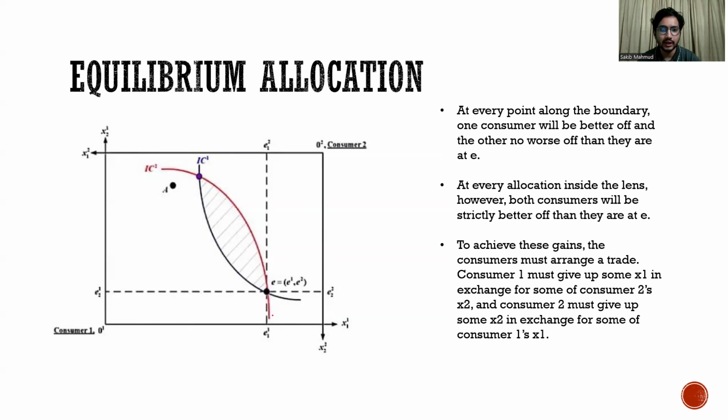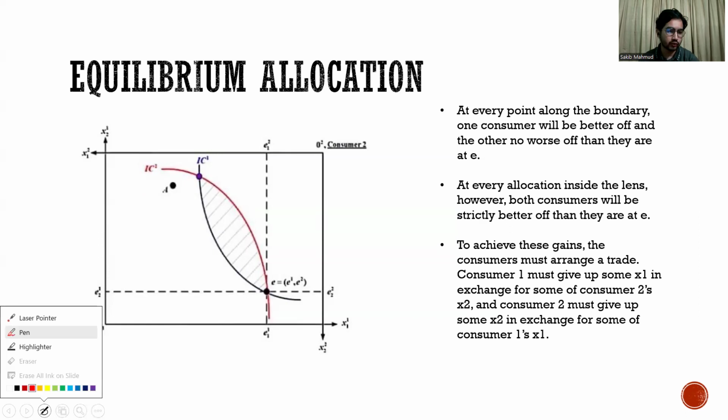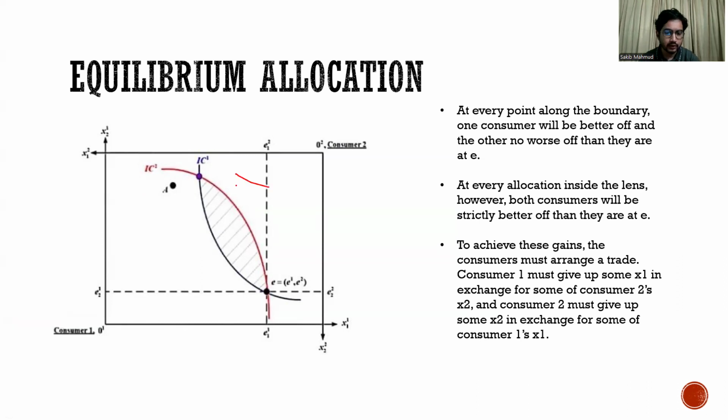So our main concern is the lens. Here, this is the lens. At every point along the boundary, one consumer will be better off and the other no worse off than they are at E. The other person will not be worse off. If we just move into this, let me use a pen here. So if we are on the IC2, this is the IC for person 2.